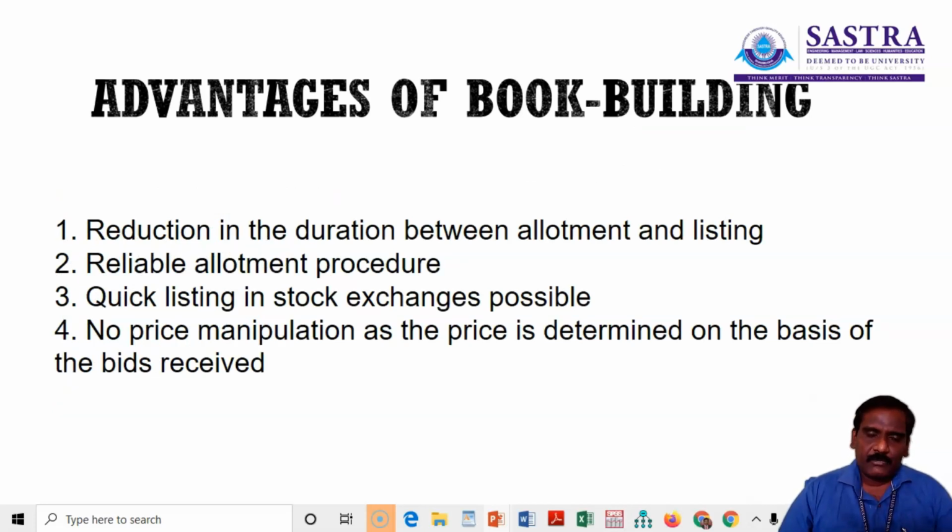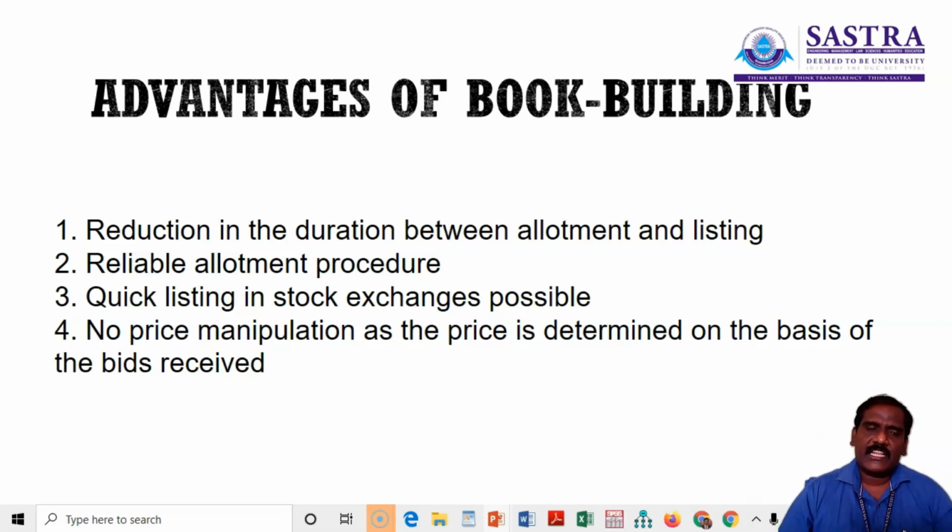Advantages of the book building process. There are some advantages associated with it. First, the reduction in the duration of allotment and listing of the securities in the market. Normally, allotment and listing take a lot of time in the event of a public subscription. That is reduced much in the book building process. Second, a reliable allotment procedure is adopted.